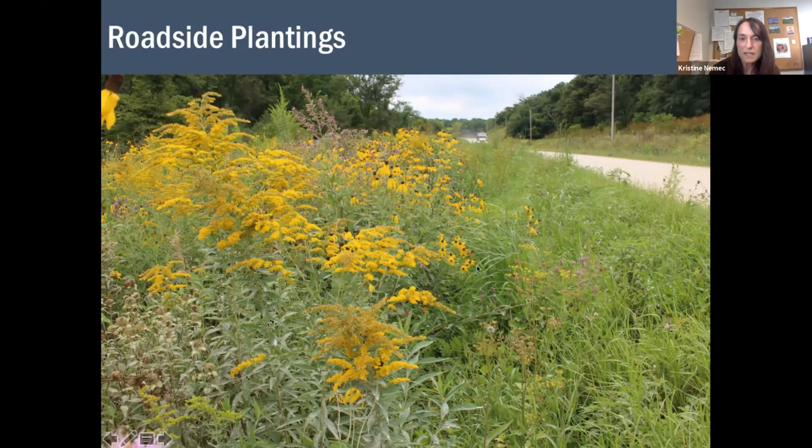Roadside programs do more than this. They also judiciously use herbicides to control weeds. They use spot mowing. They basically manage the roadsides in an ecological manner.